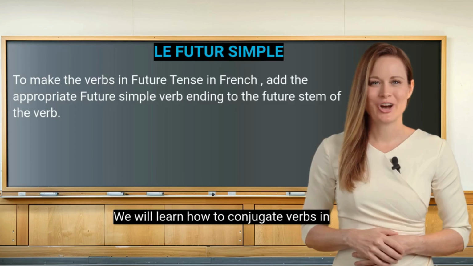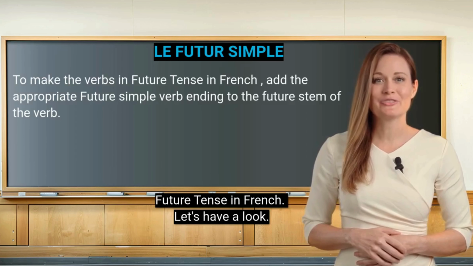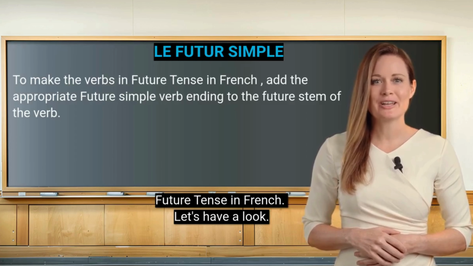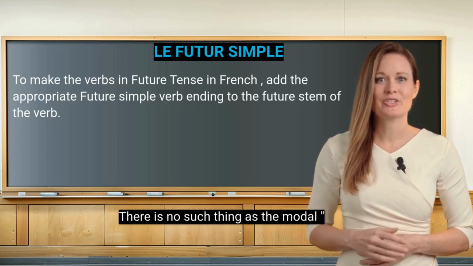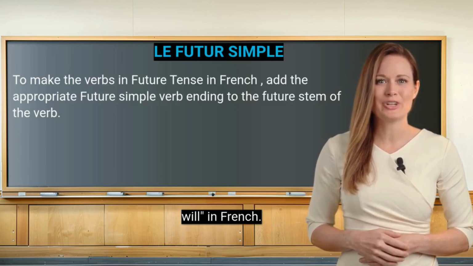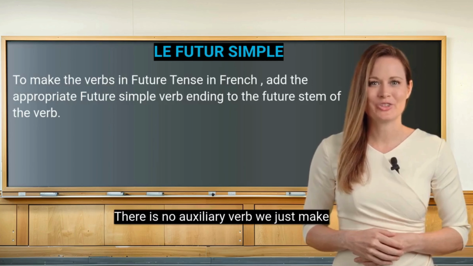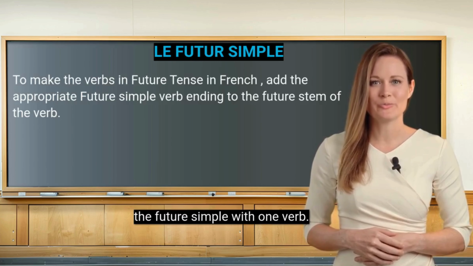In this video we are going to learn le futur simple. We will learn how to conjugate verbs in future tense in French. Let's have a look. There is no such thing as the modal "will" in French. There is no auxiliary verb, we just make the future simple with one verb.